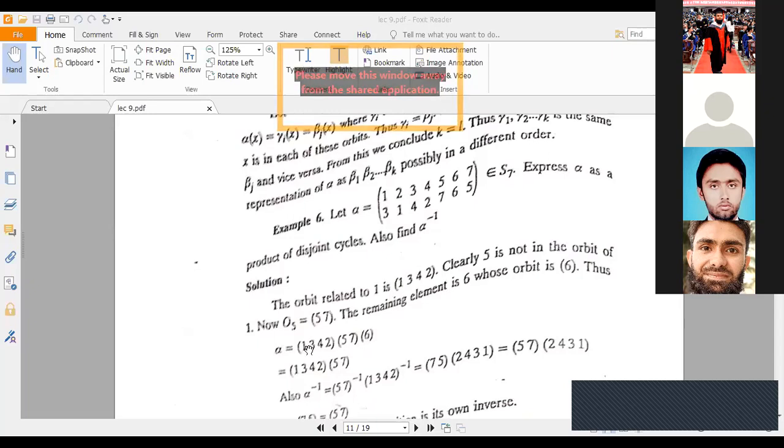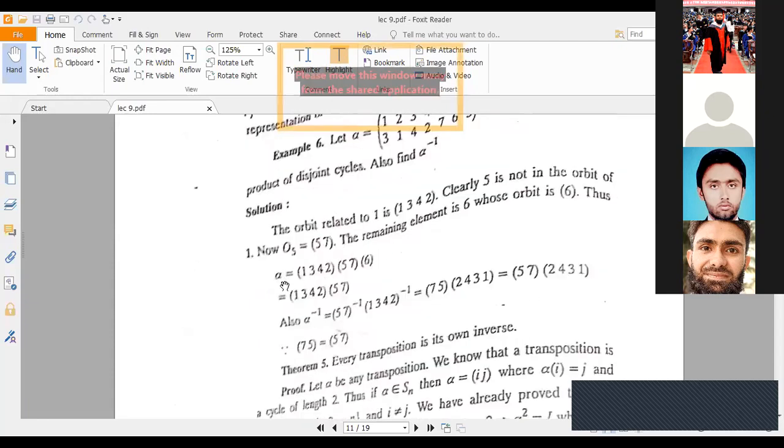Here length is 1. Here is (1 3 4 2) and (5 7). Now alpha can be represented as a product of disjoint cycles. There is no common element in both cycles, and any cycle of length 1, no need to write. These are the fixed elements, same. And find the inverse, also inverse of alpha is this. It means you take the inverse and you get again (5 7) and (2 4). And you already know how to find the inverse. First convert these cycles into a permutation, and then you usually find the inverse.